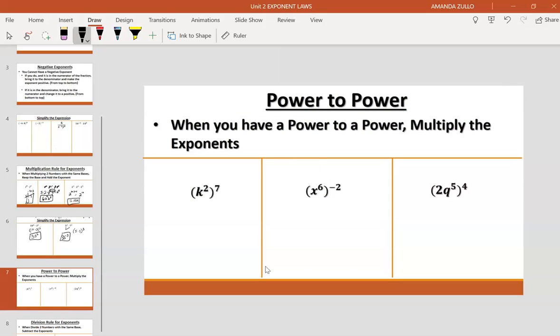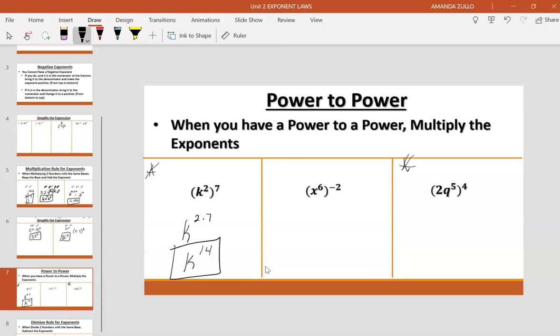Next law, power to a power. So when you have a power to a power, all you're doing is multiplying your exponents. I'm going to do this first, this second, and then this middle one third, because there's an extra thing going on there. A power to a power is when your exponents are right next to each other, separated by a parenthesis. All you're doing is keeping your base and multiplying the exponents. So k to the 2 times 7 is k to the 14.